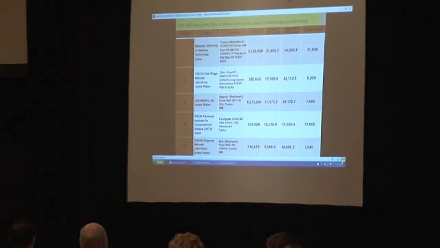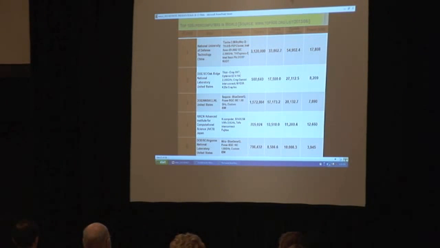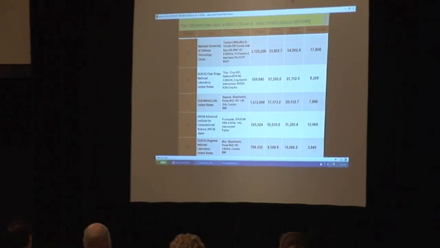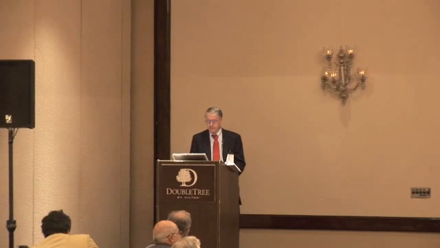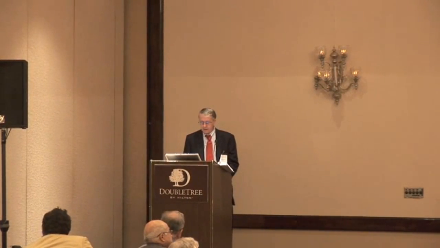China is #1 with the National University of Defense Technology. It has over 3 million cores. The second one is at Oak Ridge National Labs in the United States, which has 560,000 cores. The third one is at the Department of Energy, Sequoia, which has 1,500,000 cores. The fourth one is in Japan, the Riken Advanced Institute for Computational Science. The fifth one is at Argonne National Labs in the United States.